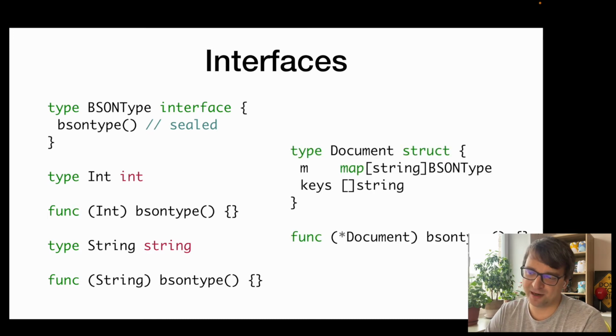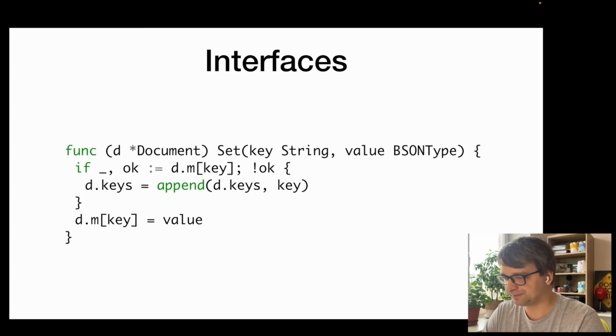We basically have a map of key value pairs, and you will see that the value is any BSON type, so any value that implements this interface. And we have a slice of keys which preserves order.